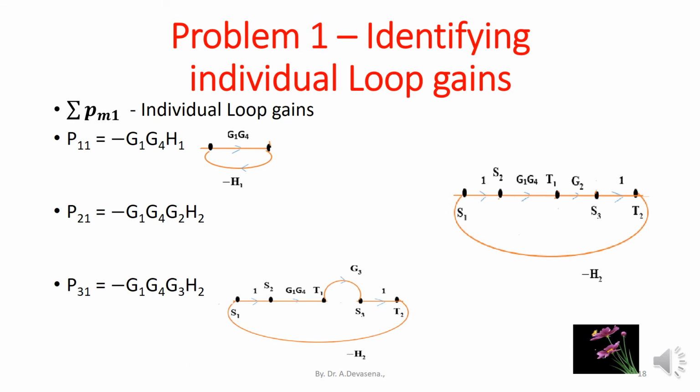In general, a loop is considered to be a closed path. The signal starts from a particular node and it terminates at the same node. Here, in this problem, we have three individual loops.